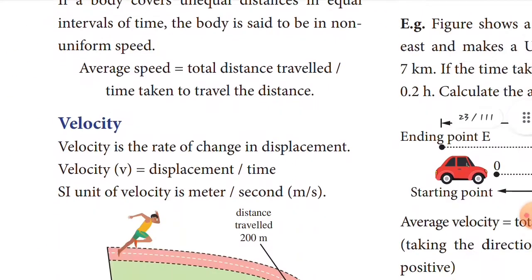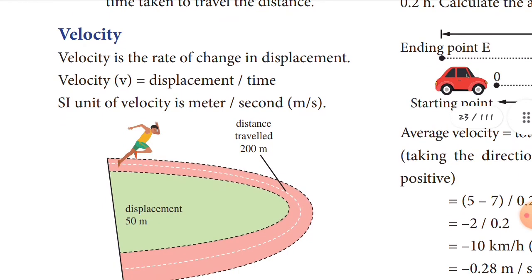Speed over. Next, see the velocity. You know, children, velocity means what? Velocity is the rate of change of displacement. Rate of change of displacement. Here, the speed is the rate of change of distance. This is clear to you, children.